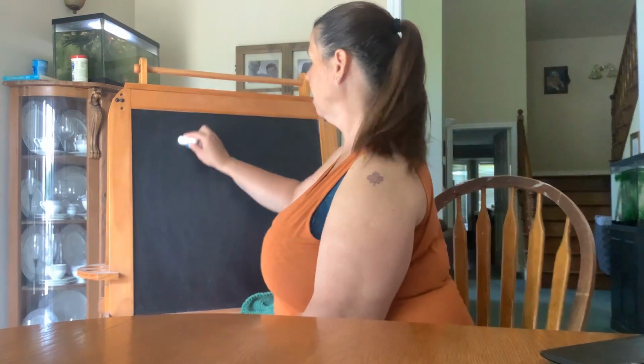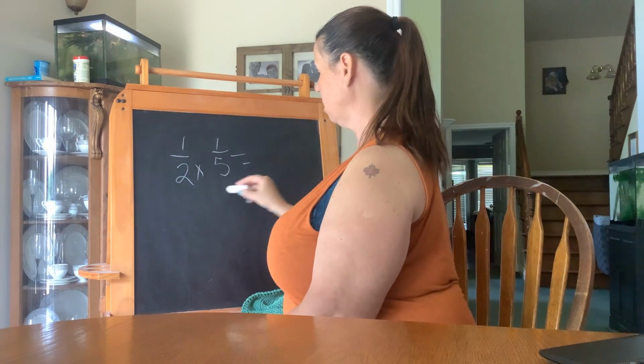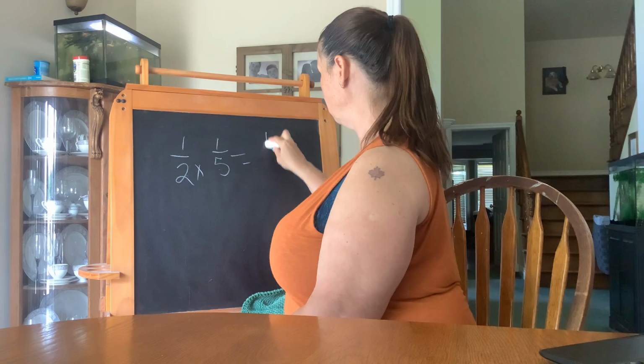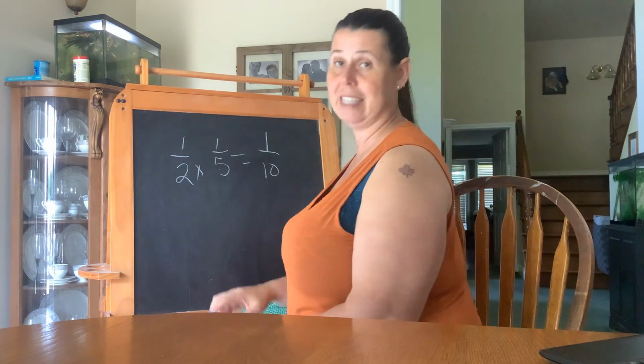Number 5, multiply a half times a 1/5. Well, we just figured out that we just multiply across the bottom. So 1 on top, 2 times 5 is 10. It's that simple.